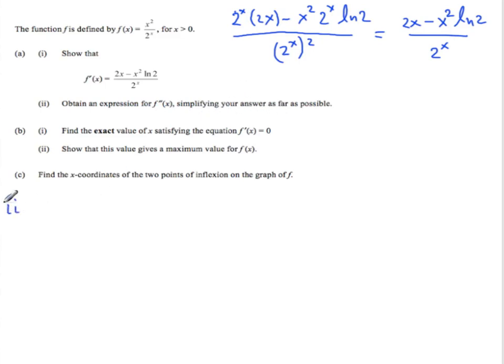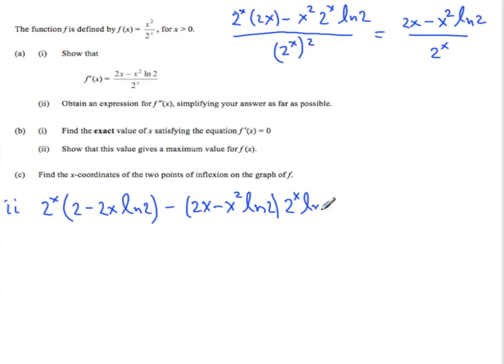Okay, so part II. So low d high, 2 minus 2 to the x 2x ln 2. ln 2 is just a constant, so that comes along for the ride. So that's low d high minus high, 2x minus x squared ln 2, d low, 2 to the x ln 2, all over low squared.